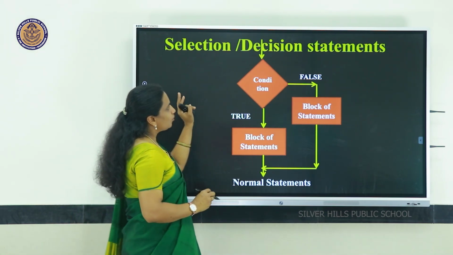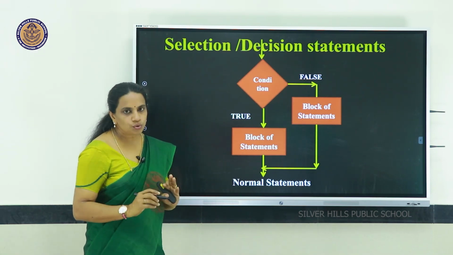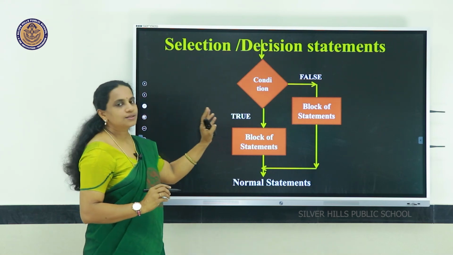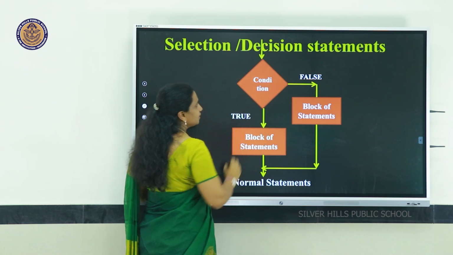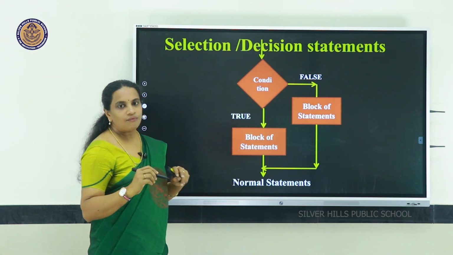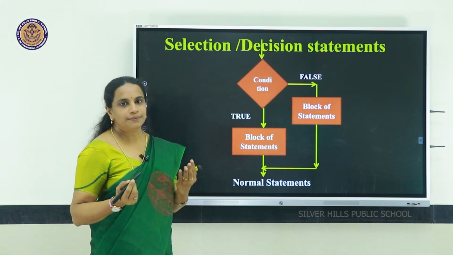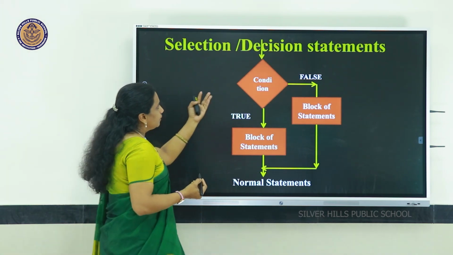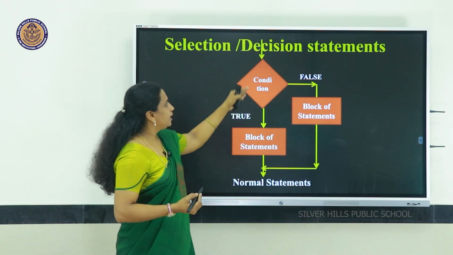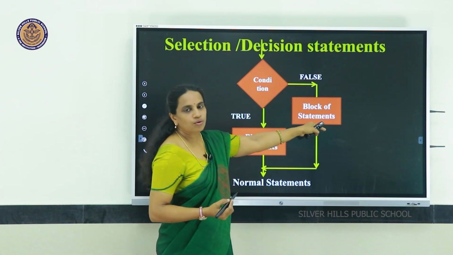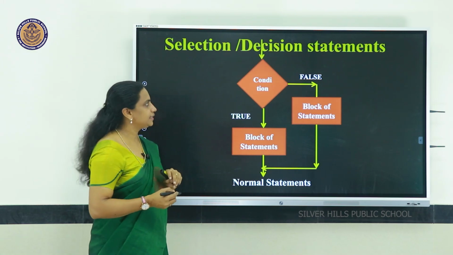Now, in selection or decision, we have to select a certain answer, either true or false, or yes or no. The condition is checked here. Based on this condition, as I said earlier, what do I have to make for breakfast? It may be idli or chapati. Or, whether the mark is greater than 90, you can go for this one. If the mark is less than 90, you can go for this block of statements. That is known as selection or decision statement.